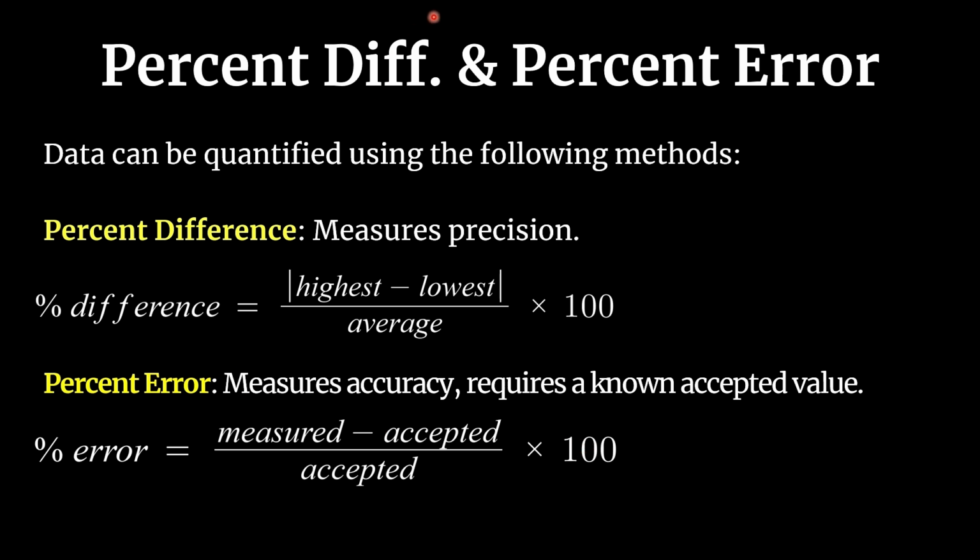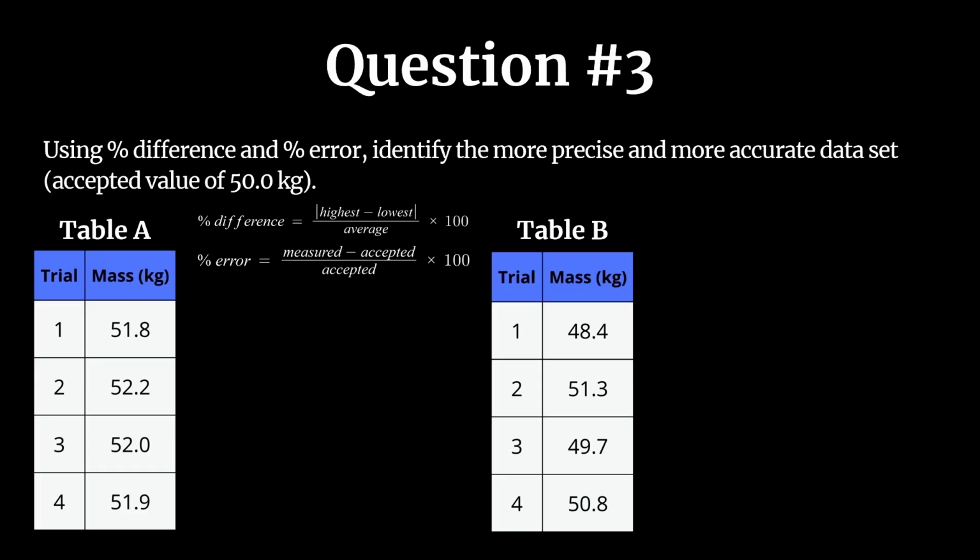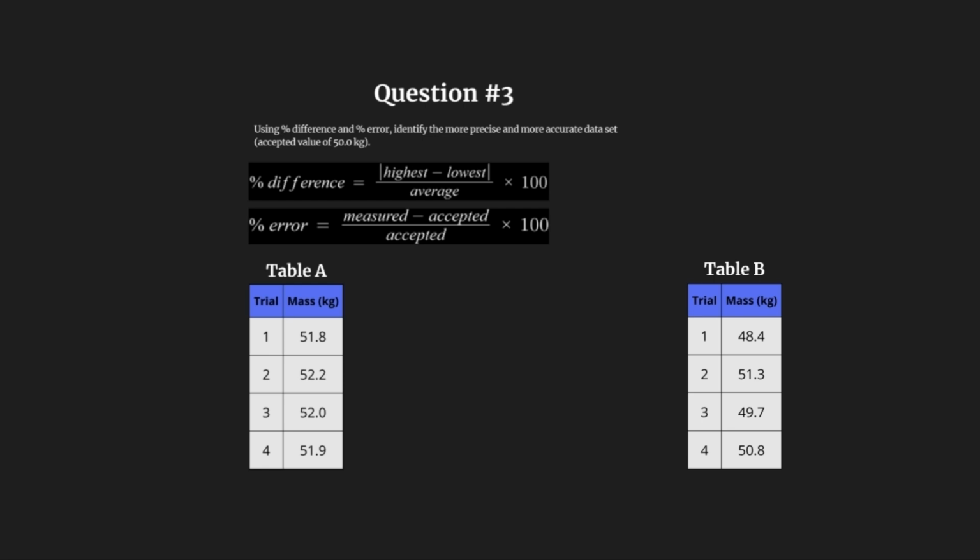Now, let's actually calculate percent error and percent difference with an example. Using percent difference and percent error, let's identify which dataset is more precise and which is more accurate. So the first step here is to calculate the average of the data values in table A and the average of the data values in table B. This can be achieved by adding all of the values divided by the number of data values that we have.